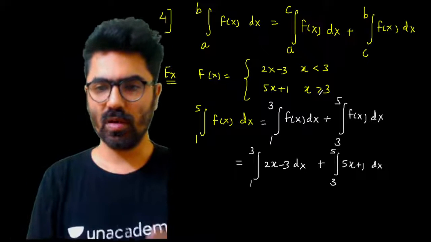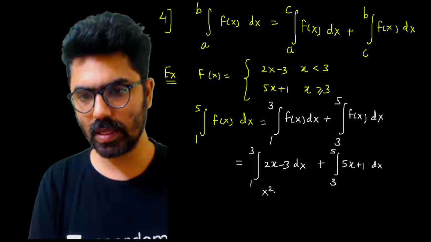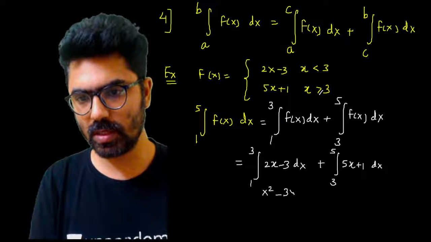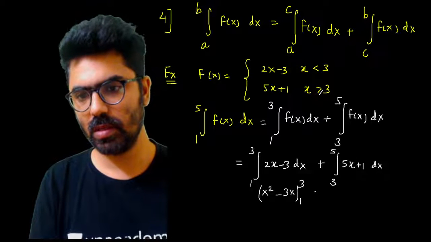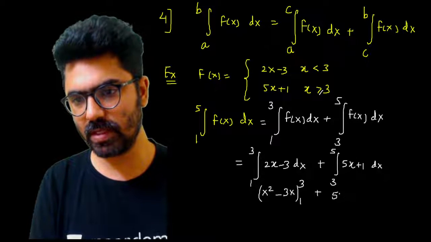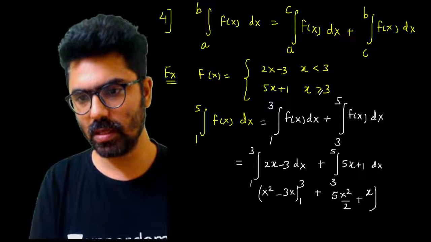Okay, now from here it's very easy to integrate. Like the integration of 2x is x square, integration of 3 is 3x. So here you can put the values 1 to 3. Similarly, integration of 5x is 5x square by 2, integration of 1 is x. In this you have to put value 3 to 5.